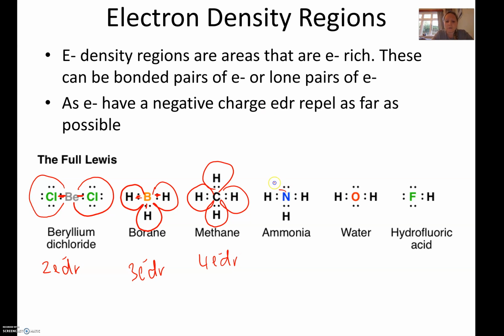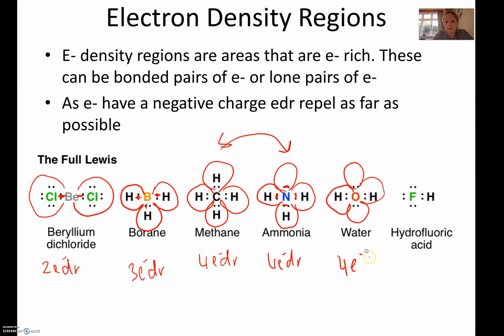Let's look at ammonia. 1, 2, 3, 4. So 4 electron density regions as well. If we're just comparing these two, they've both got 4 electron density regions. However, ammonia's got this lone pair, but because there's electrons here, they're going to repel these electrons just the same. So that's why it's 4 electron density regions. Okay, water. 1, 2, 3, 4. Again, 4 electron density regions, and they're all going to repel. Doesn't matter if that's a lone pair or bonded pair, they're all going to repel.